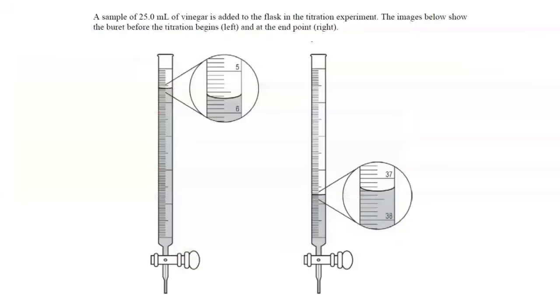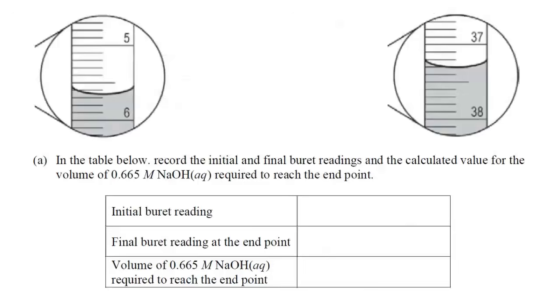All right, moving on to part A, it says a sample of 25.0 milliliters of vinegar is added to the flask in the titration experiment. The images below show the buret before the titration begins on the left and at the end point on the right. In the table below, record the initial and final buret readings and the calculated value for the volume of sodium hydroxide required to reach the endpoint.